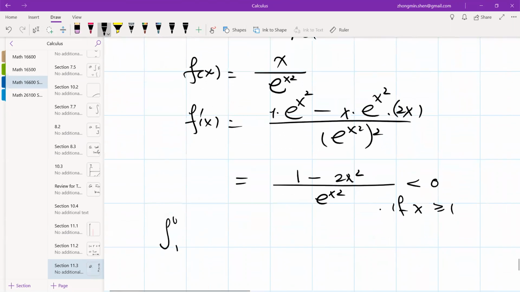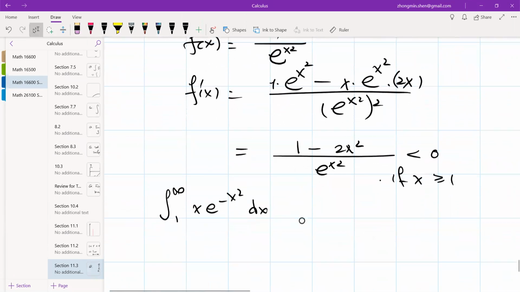So it's going to be negative if x is greater than or equal to 1. So it's decreasing, no problem. Then you can use the integral test. So still a long way to go, right? It's going to be the integral of x e to the negative x squared dx. But this time you can use a substitution.